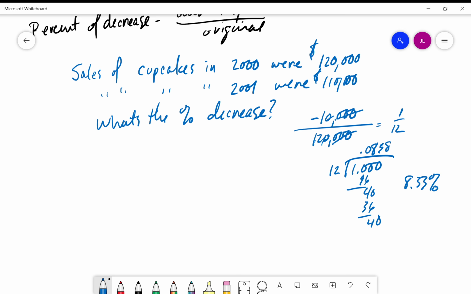So again, when we're talking about percent increases or decreases, always take the difference between the new and the old and divide that by the original, where we started. So this deals with percent of increase or decrease, and we'll see you in the next video.